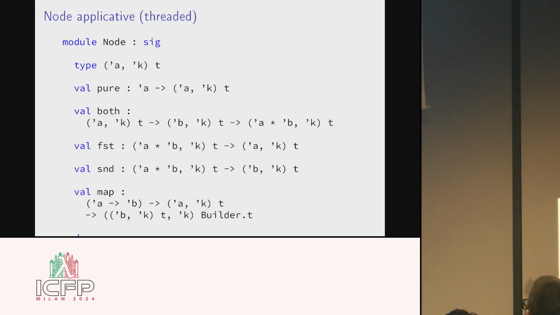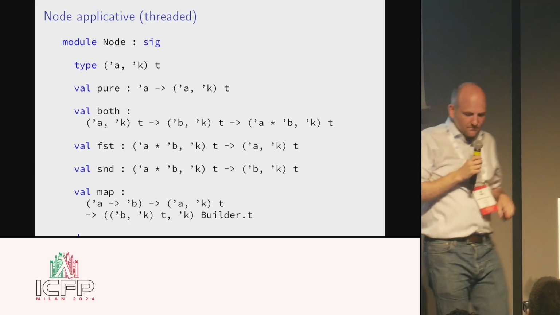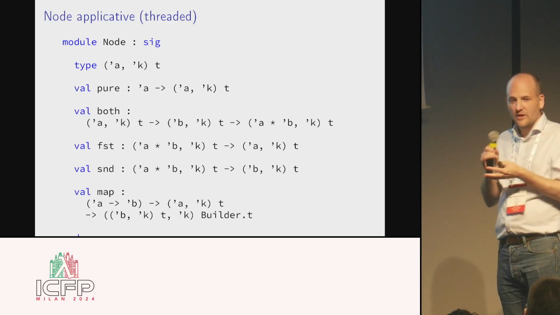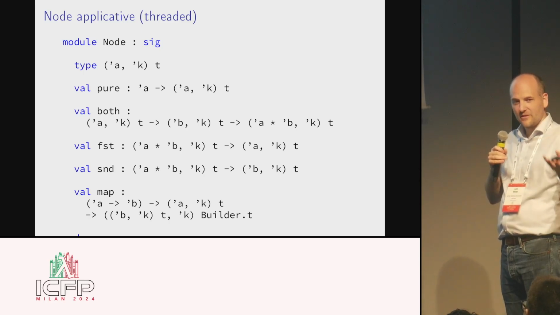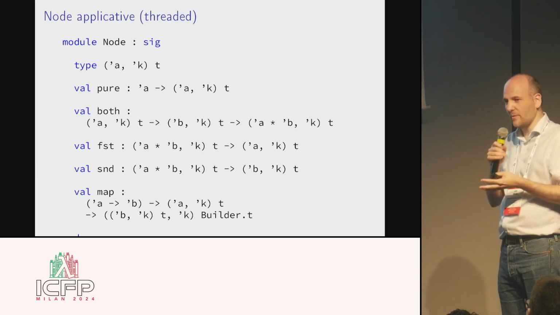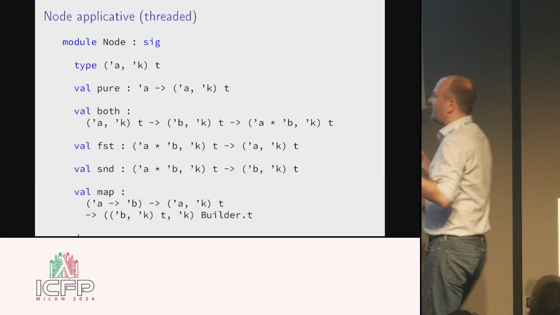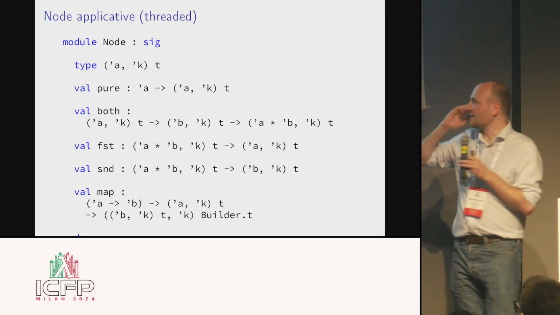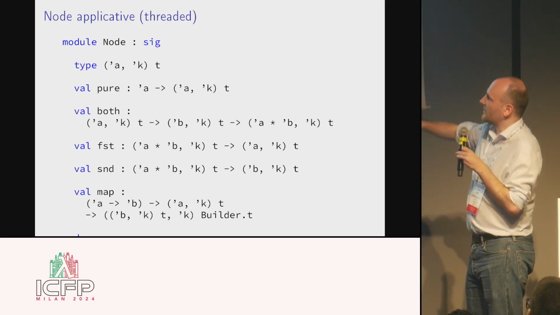The return of map is in the Builder.t monad. Because when you use map to create a new node from an old node, you have this existing node and a function. You're going to make a new node that represents running this function on that node. Doing that creates a new node, and so it lives inside the Builder.t monad.